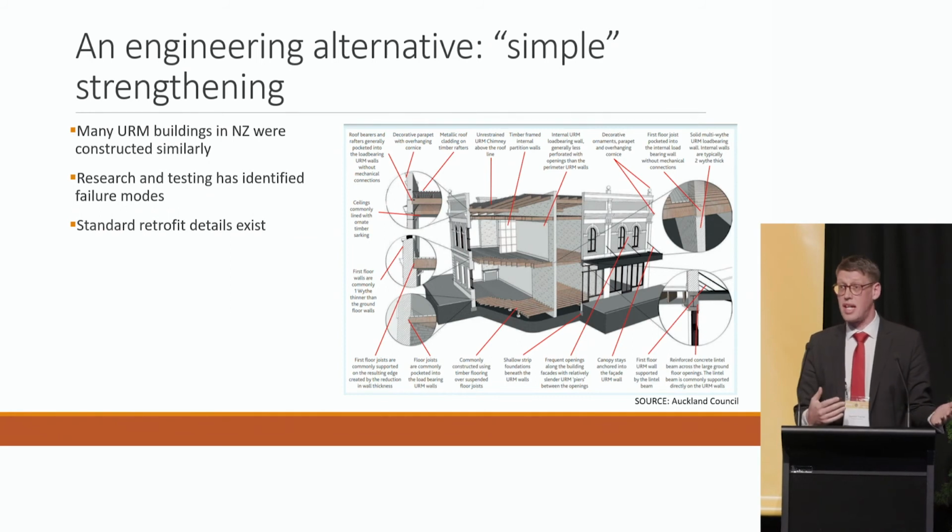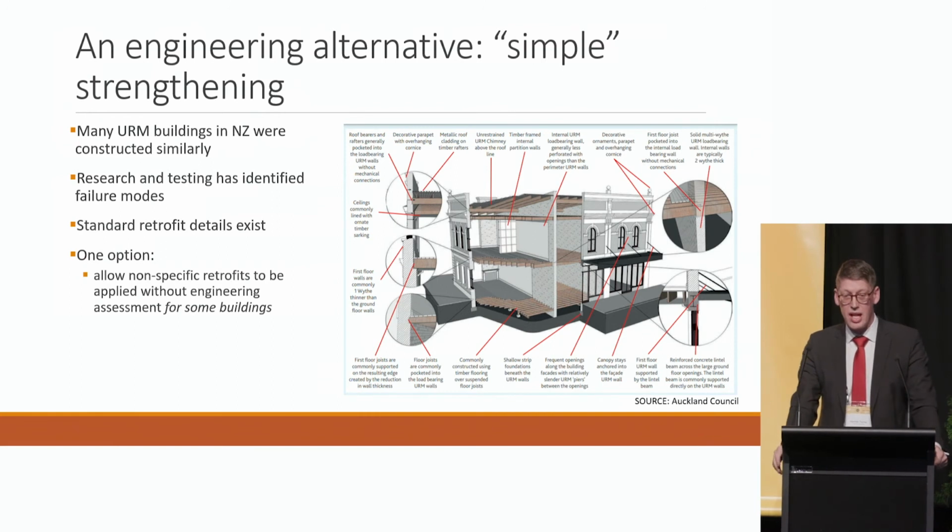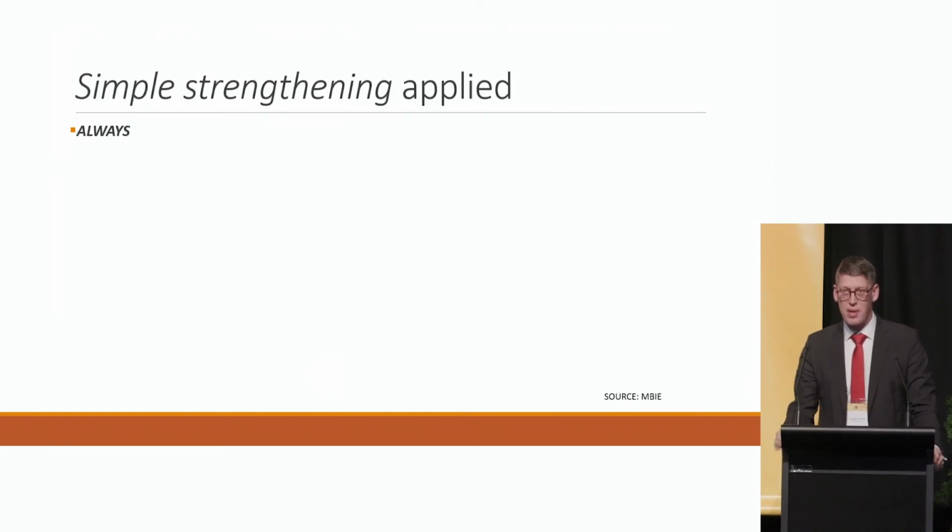There are also a bunch of standard retrofit details that exist, and MB has published some of those details after the Kaikoura earthquake sequence. So an option, and the option that we present in our paper, is that we allow non-specific retrofits to be applied to earthquake-prone masonry buildings without specific engineering assessment, and that we do that for some buildings. So I want to try and explain what a non-specific strengthening program would look like, and we call it in our paper simple strengthening.